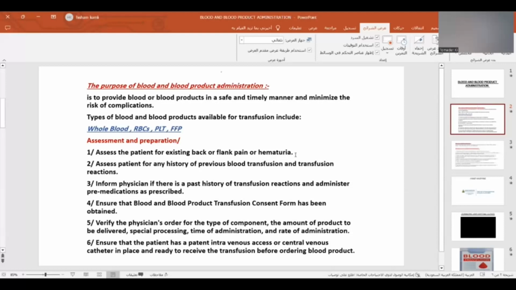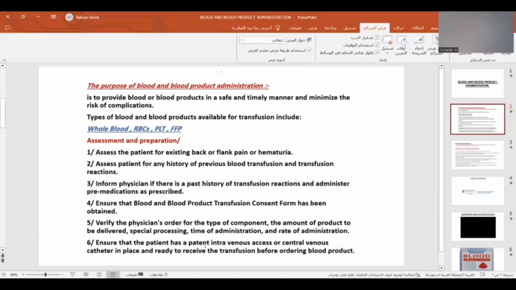For starting the blood transfusion, we have to assess and prepare the patient. First of all, assess the patient for existing back or flank pain or hematuria. Assess the patient for any history of previous blood transfusion and transfusion reaction. If there was any previous transfusion reaction, we will inform the doctor. Ensure the blood and blood product consent has been obtained. Verify with the doctor the type of component, the amount, any special procedure, the time of administration, and the rate.